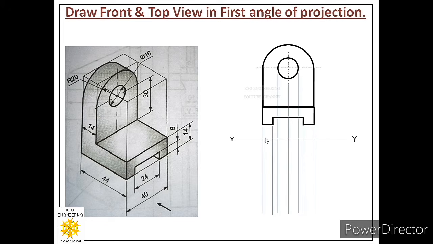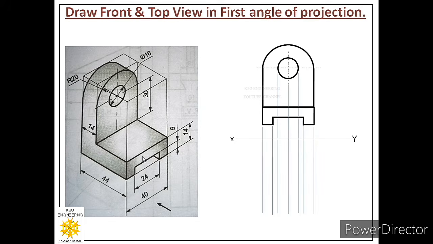So how many projectors will we get? 1, 2, from the diametric ends also. We have drawn from the center line as well, which will help us to locate the center in the top view, and we have drawn from these 2 points as well. So in total we have drawn 7 projectors.